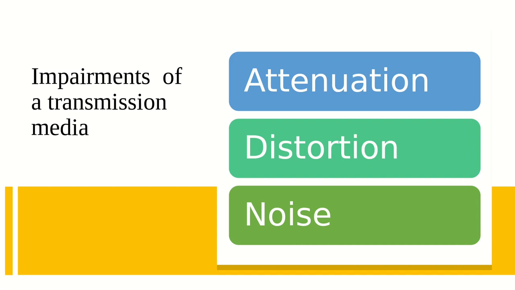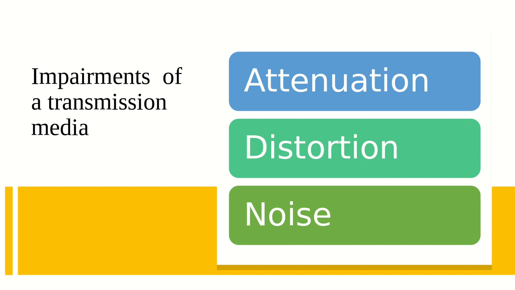Then distortion: the signal changes its original shape because of this impairment. This happens in a composite signal. Each frequency component has its own propagation speed when traveling through a medium. So different components arrive with different delays at the receiver. That means the source and receiver have a different signal when compared in terms of phase.